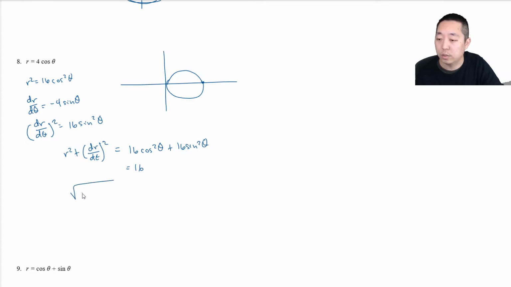So then the square root of this is just 4. So then this becomes the integral from 0 to 2 pi of 4 d theta, which is just 8 pi. And that's the circumference of a circle with radius 2? No. 2, 4, yeah, 8 pi.